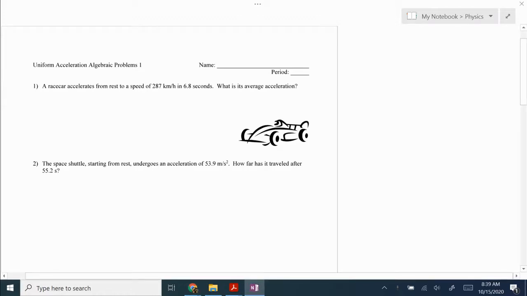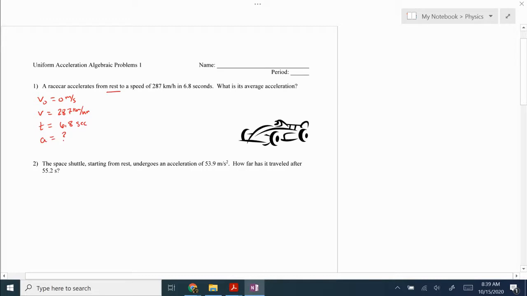So the first thing that you want to do is make a list of everything you know. So it says it goes from rest, so that tells us that v naught is equal to 0. It says the final velocity to a speed of 287 kilometers per hour. Let's note that that's going to be a problem because we're going to want it in meters per second. So we're going to come back and fix that. We know that the time is 6.8 seconds, and we are looking for the acceleration. So there we go. First step is always to make a list of everything we know.